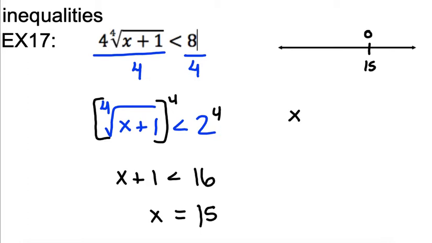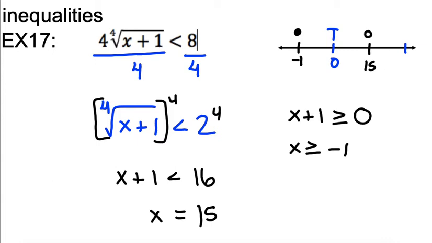I'm going to set what's inside my radical, it's called my radicand, such that it's greater than or equal to 0. Subtract 1, I get x has to be greater than or equal to negative 1. So I'm going to put negative 1. I'm going to put a closed coordinate. Now I'm going to pick some points. I'm almost done. If I pick, say, 0 in between the two, 0 plus 1 is 1. Fourth root of 1 is 1. 4 times 1 is 4, which is less than 8. That is true.